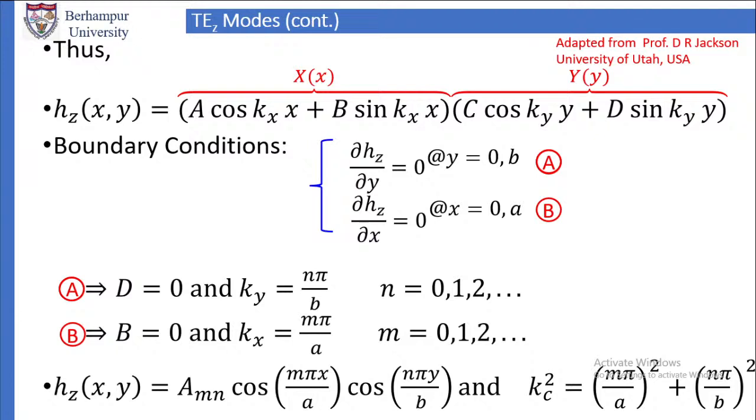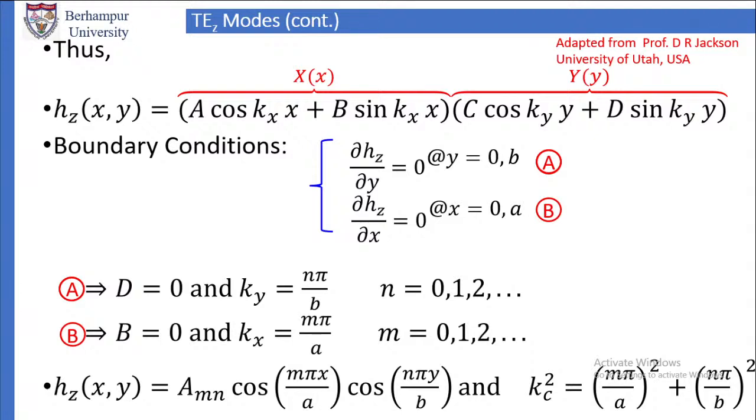So for that to be 0, since cos ky y is not 0 always, therefore D has to be 0. So at y is equal to 0, when we put y is equal to 0, cos ky y is cos 0, that is 1. So therefore D is equal to 0. So from the first boundary condition, we get D is equal to 0.